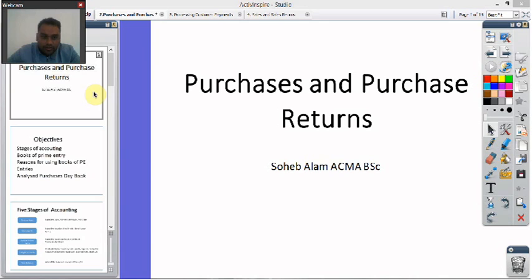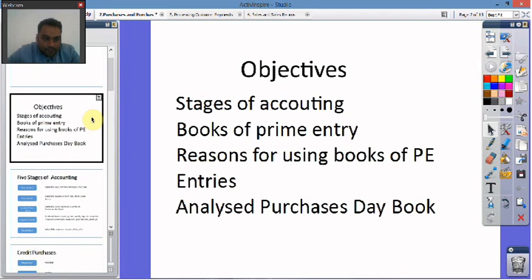This is chapter 7 of the Osborne books. This chapter will be similar but opposite to chapter 4, Sales and Sales Returns. So let's have a look at the objectives. We're going to look at the stages of accounting, the books of prime entry, the reasons for using books of prime entry, some entries, and the Analysed Purchases Daybook.